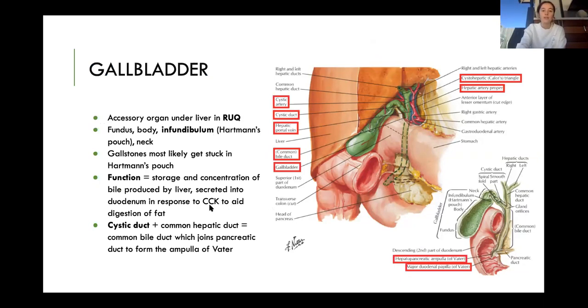And when you get CCK release from the digestive tract, this stimulates the gallbladder to secrete the bile. And then you have the cystic duct, which joins the common hepatic duct to form the common bile duct, which joins the pancreatic duct and drains into the duodenum via the ampulla of Vater.